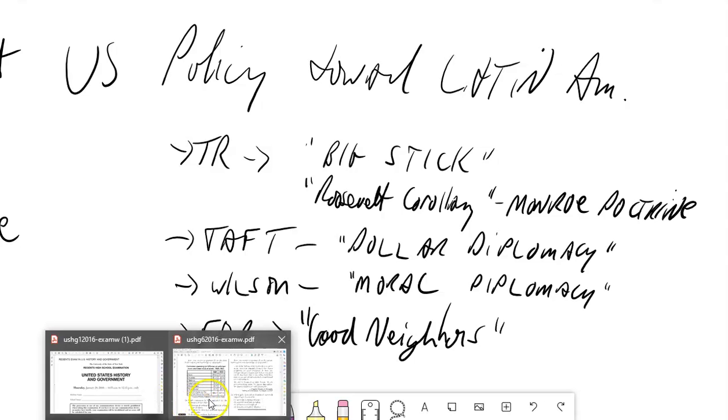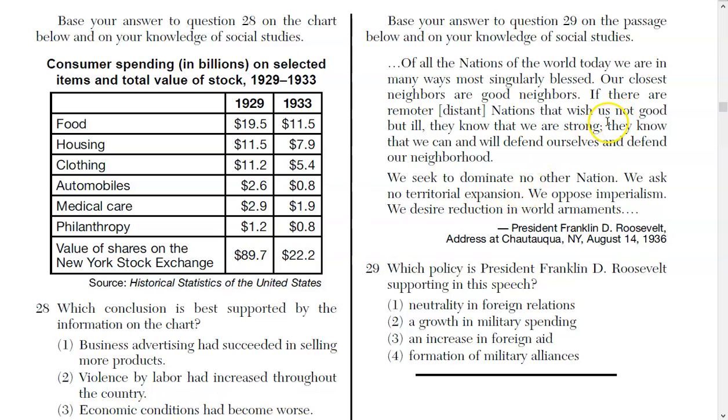So it's interesting that that phrase comes up. Our closest neighbors, therefore, are good neighbors. He means Central and South America. If there are more distant nations, remoter nations, that wish us not good but ill, they know that we are strong. They know that we can and will defend ourselves and defend our neighborhood.